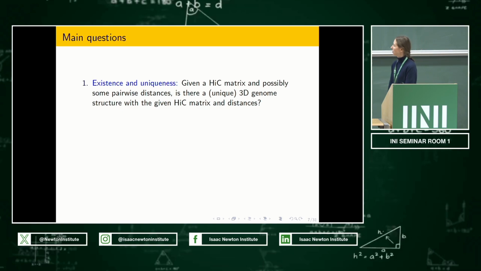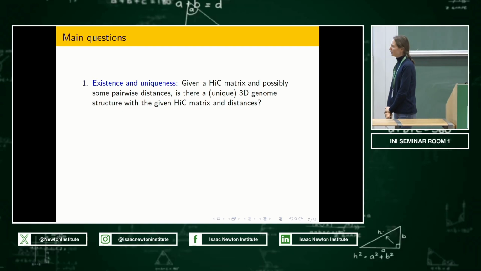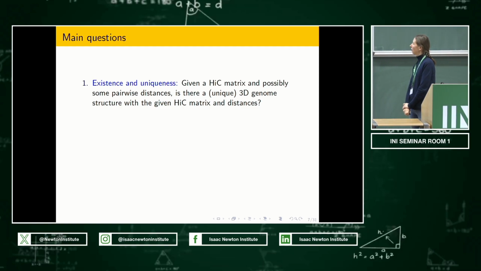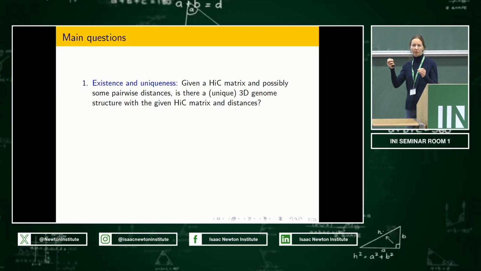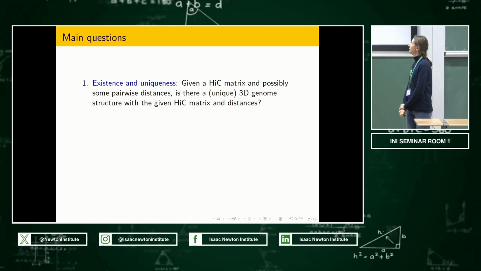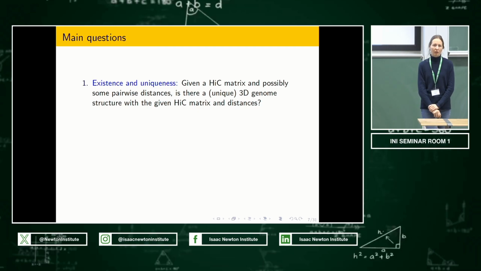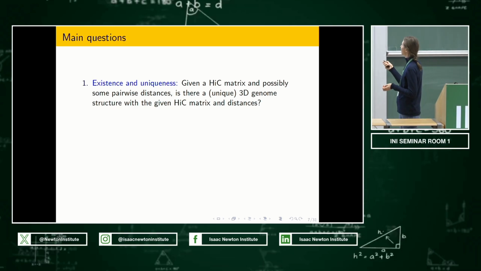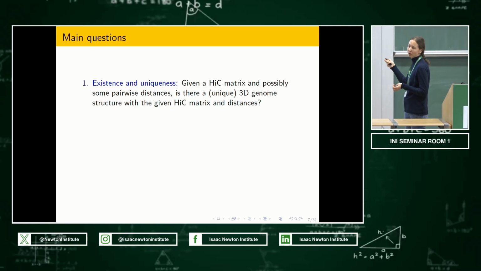So the main questions that we are studying are existence and uniqueness. Existence asks: given a Hi-C matrix, so this 0-1 matrix, and possibly also some pairwise distances between beads, is there a 3D genome structure with the given Hi-C matrix and distances? There needs to be more information, because what does it mean? There is a 3D genome structure with a given Hi-C matrix. I have to tell you how these two things correspond.